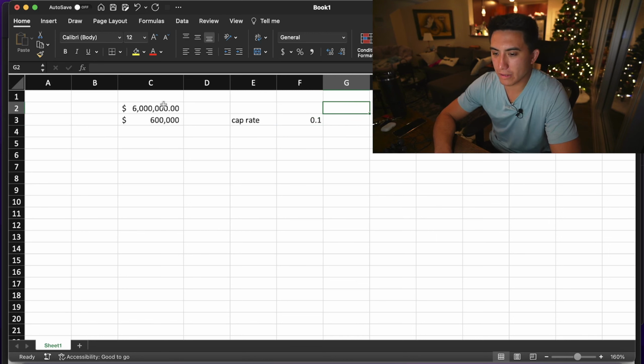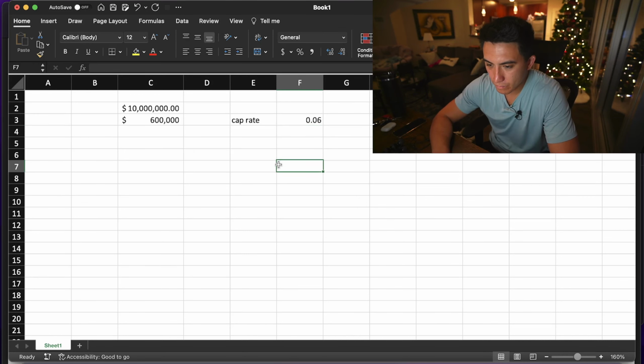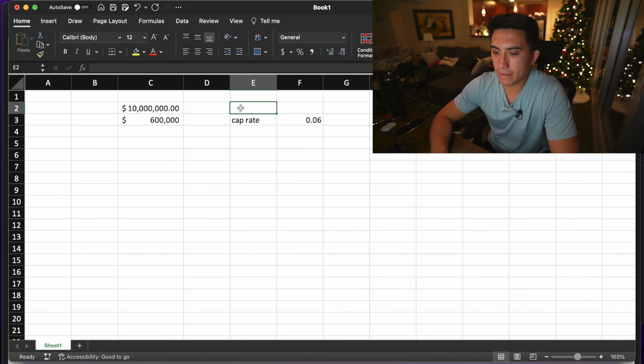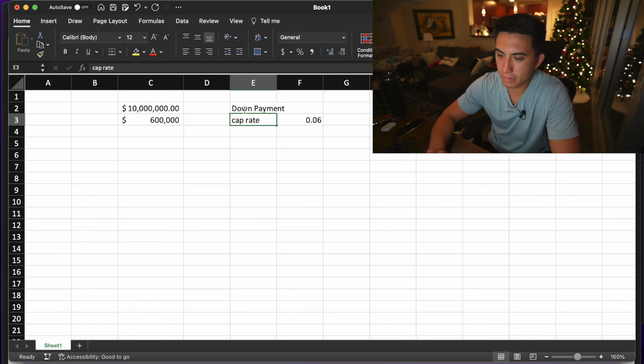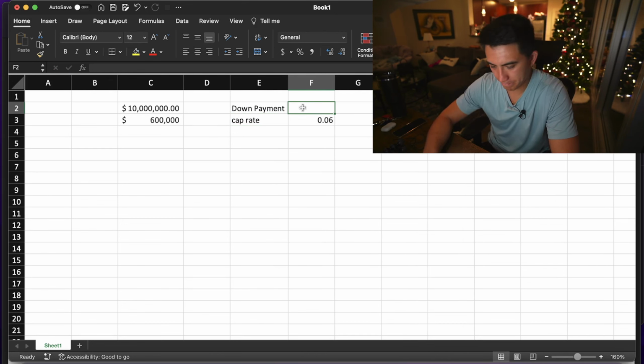Let's talk about debt service coverage now. So let's say we kept this cap rate at 0.06. All right, we're at 10 million. Let's say to buy this property, you put a down payment of 300,000 with the bank. Okay.